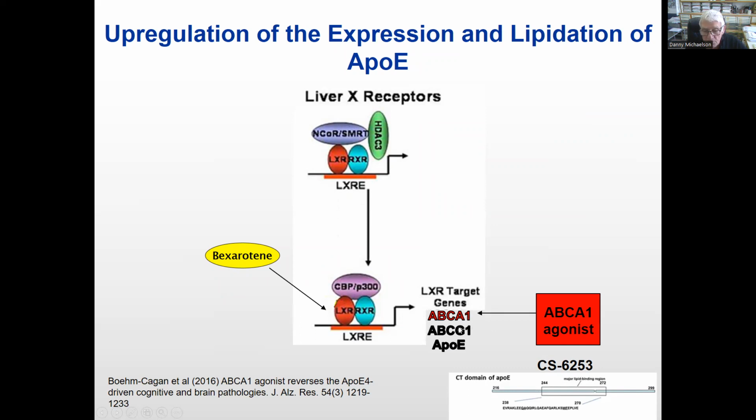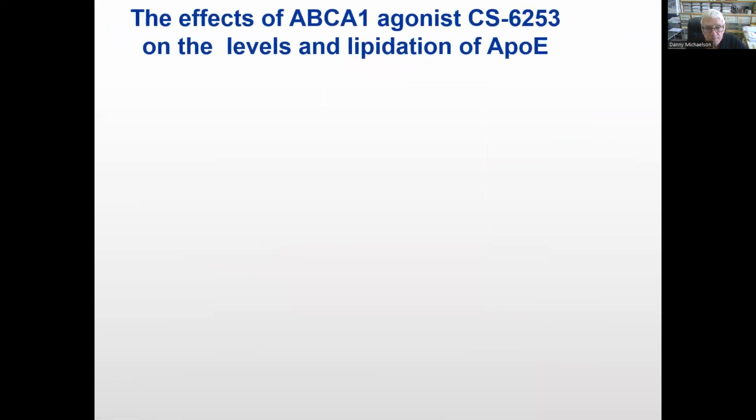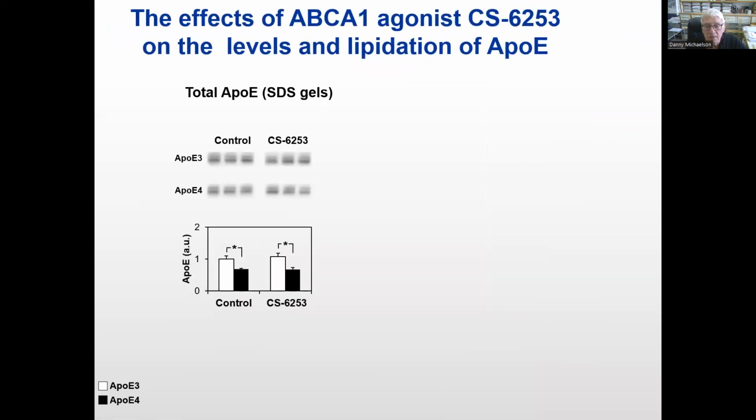We did both of those approaches. The results are quite published and are quite similar. So I'll go very briefly on the ABCA1 agonist type of experiments. We treat the mice with this ABCA1 agonist, and we monitor the effects on total ApoE and then later on native ApoE.